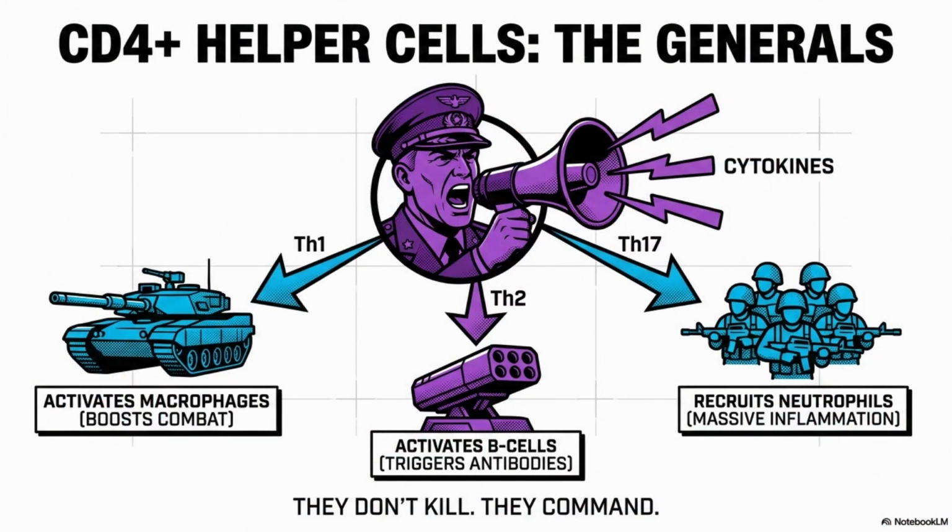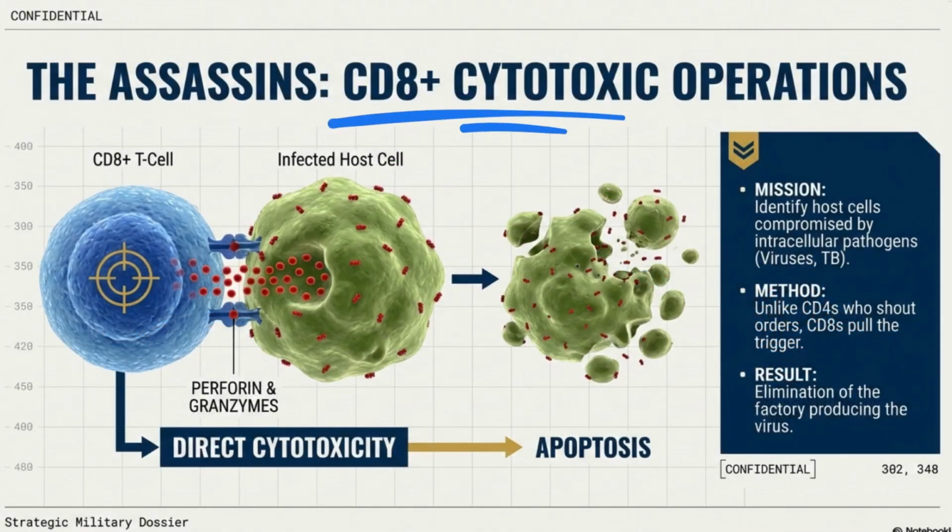CD4 plus helper T cells, the generals. They don't kill, they shout orders. That is, they release cytokines to tell everyone else what to do. T helper 1 cells activate macrophages, causing cell-mediated immunity. Th2 activates B cells and causes humoral immunity or allergy. Th17 recruits neutrophils and causes inflammation. CD8 plus cytotoxic T cells. They are the assassins. They directly kill infected cells.